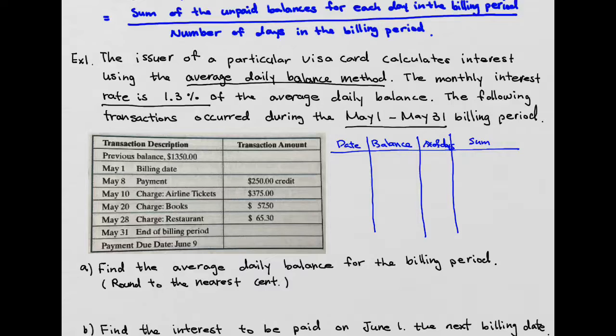Okay, so starting from May 1st, your balance started with 1,350. For how many days? You're going to start from May 1st, so you count May 1st, and 2nd, 3rd, 4th, 5th, 6th, 7th, which is going to be a total of 7 days. And when you multiply these two numbers, you get 9,450.